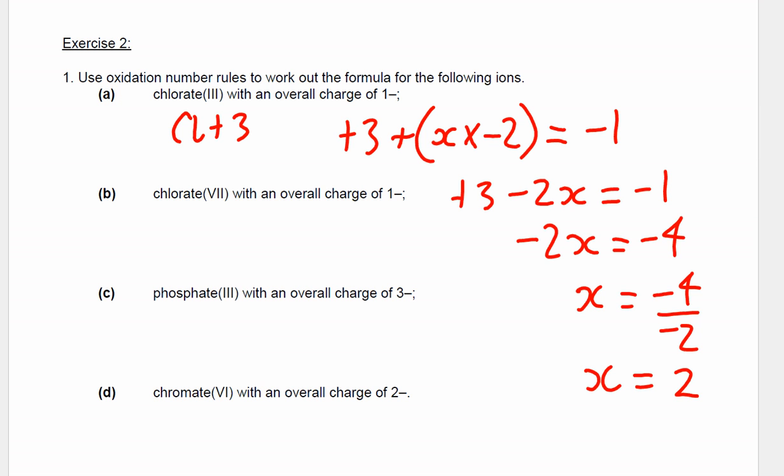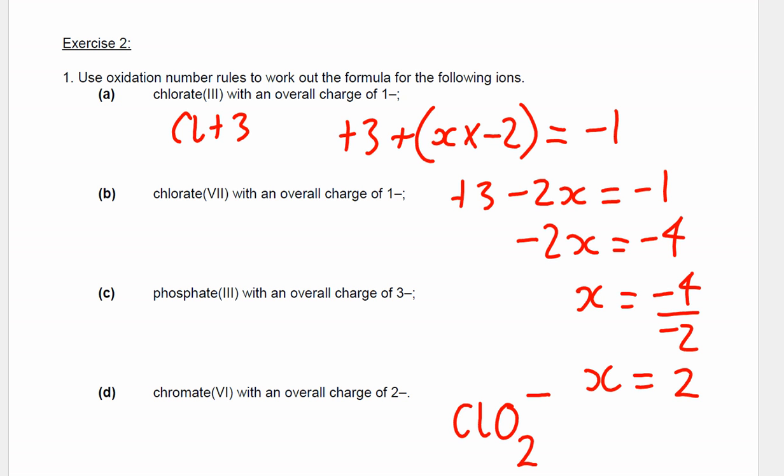So I know I've got chlorine, 2 oxygens, and then the minus sign. So the formula of the chlorate 3 ion will be ClO2, 1 minus.